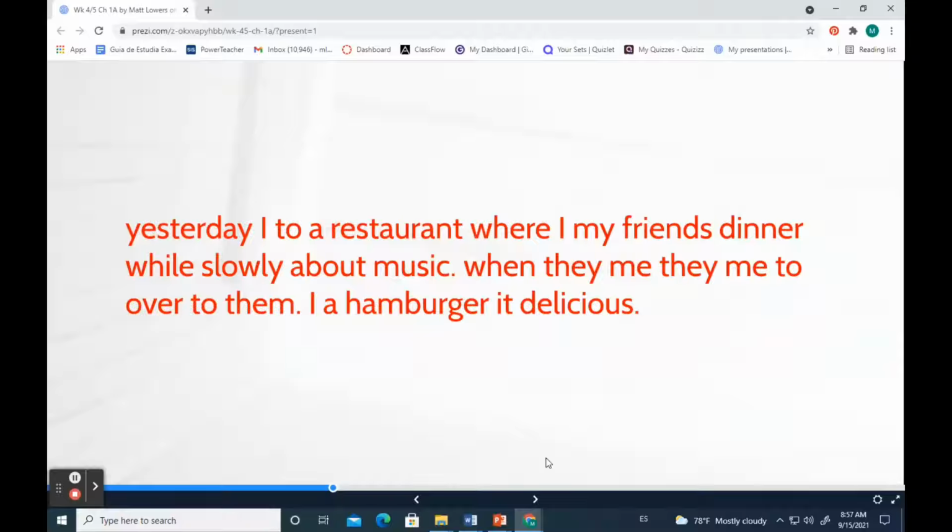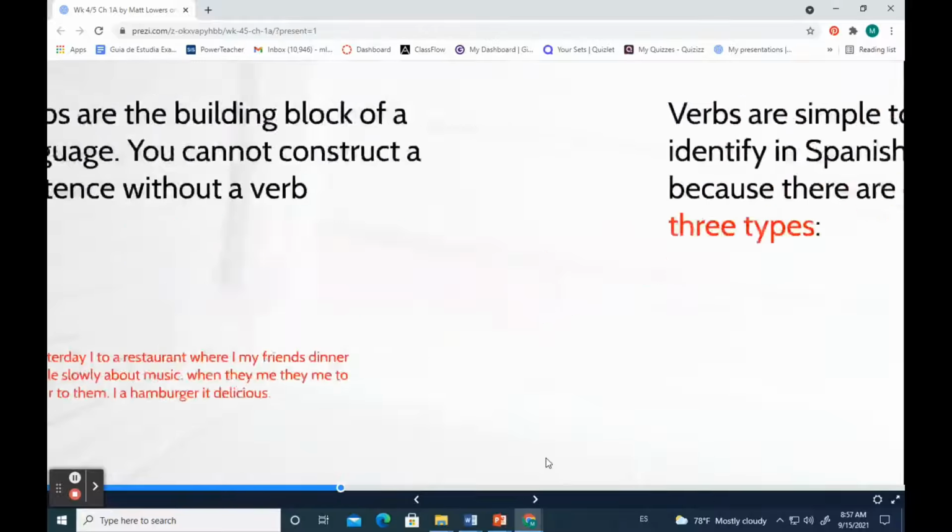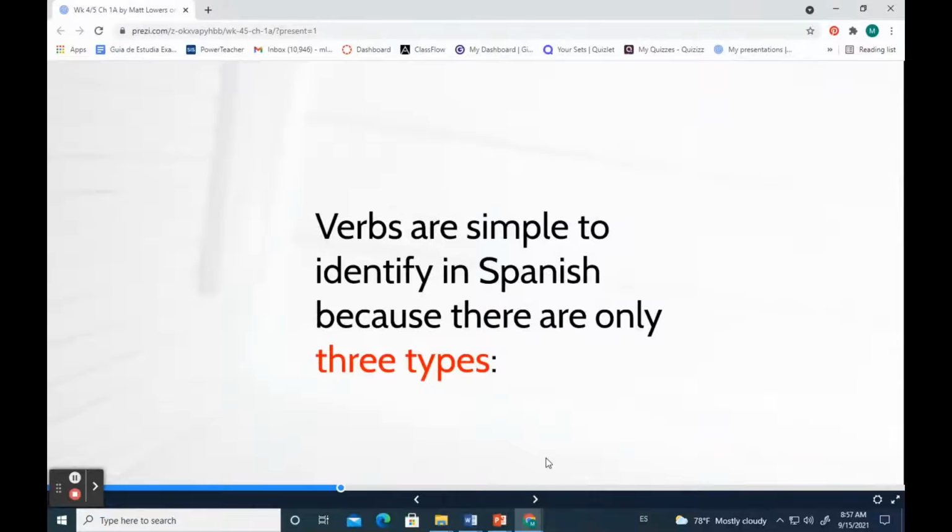Yesterday, I went to a restaurant where I saw my friends eating dinner while slowly talking about music. When they saw me, they asked me to come over to them. I ate a hamburger. It was delicious, right? We need those verbs in there to construct those sentences. It's the same in Spanish. So let's talk about them.